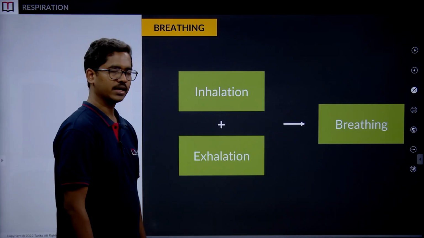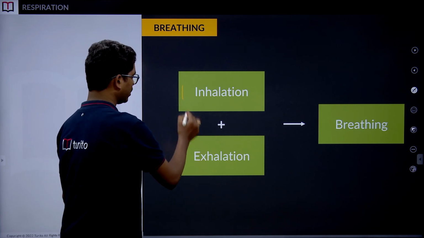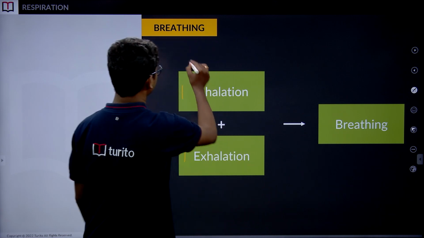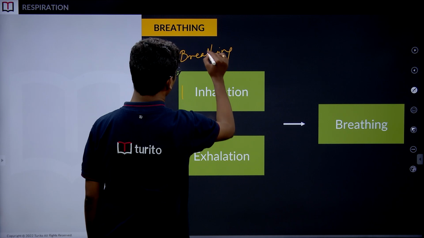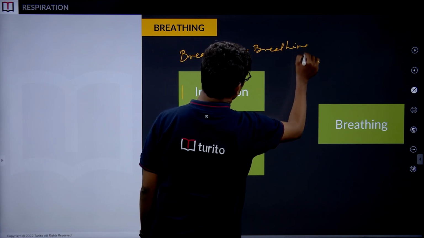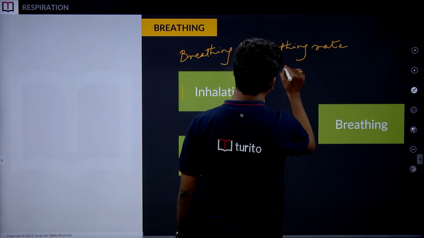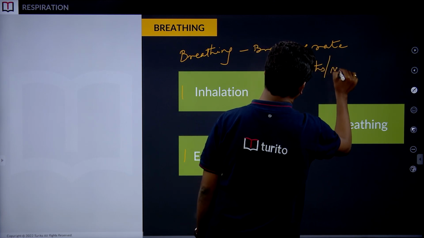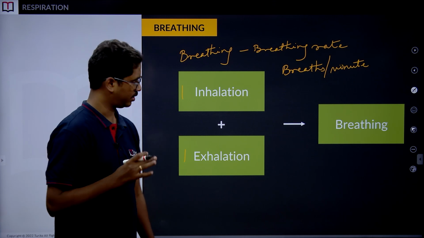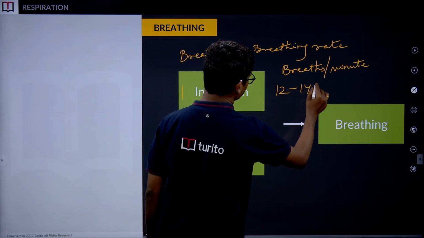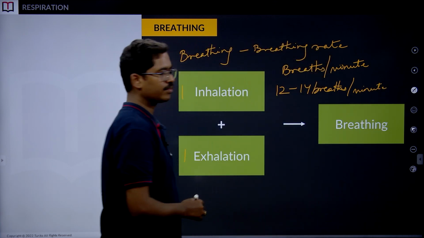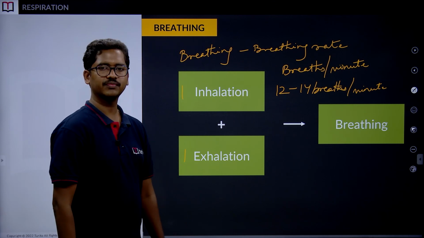Let us move forward. Like I mentioned earlier, one inhalation plus one exhalation is one breath. Breathing per minute is known as the breathing rate. It is the breaths taken per minute of time. Normally, it is 12 to 14 breaths taken per minute. That is the sequence. Alright, hope you have no confusion. Shall we move forward?